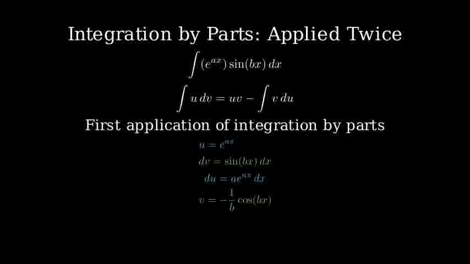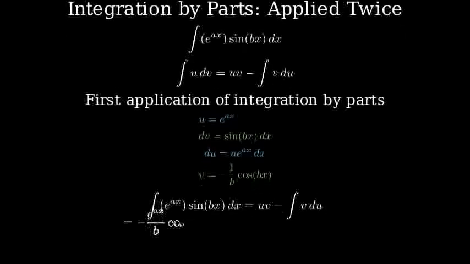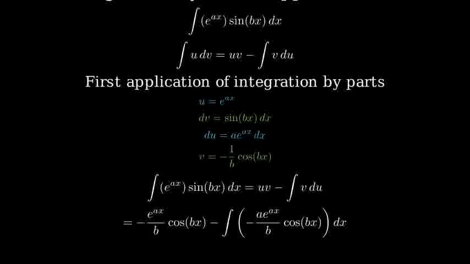Substituting into the integration by parts formula, we have the integral of e to the power of x times sin of bx dx equals u times v minus the integral of v du. Our result is negative e to the power of x over b times cosine of bx minus the integral of negative a e to the power of x over b times cosine of bx dx. Let's proceed with the second application of integration by parts to solve the remaining integral.